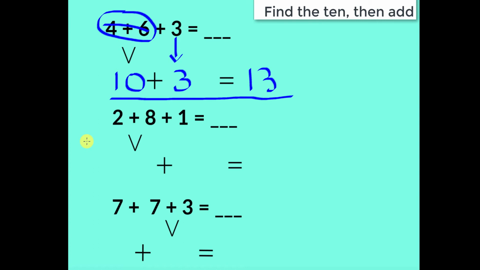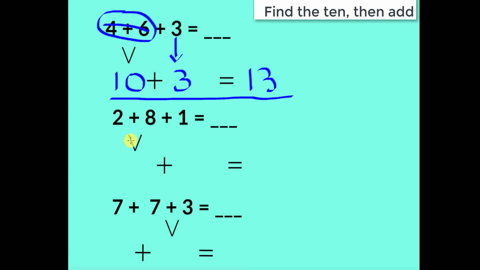If we all understand together. And then the last problem I'm going to give you a few minutes to do by yourself. What was our first process? Find the two numbers that make 10. I always start with the two numbers on the left.